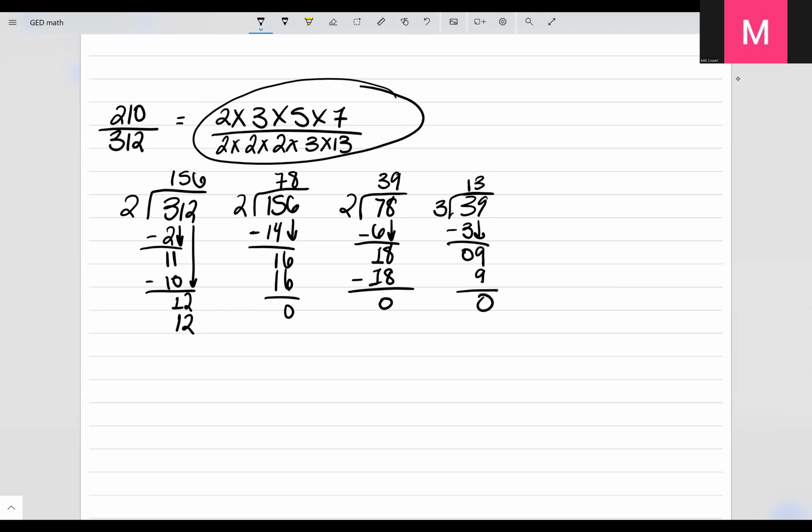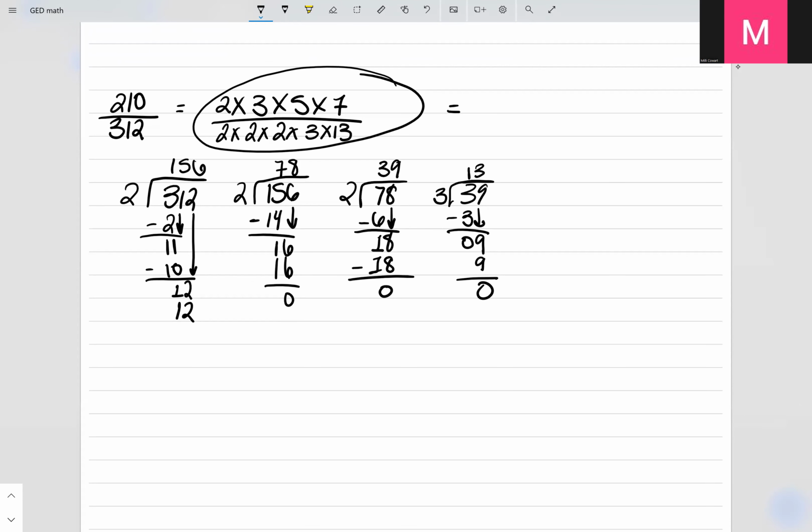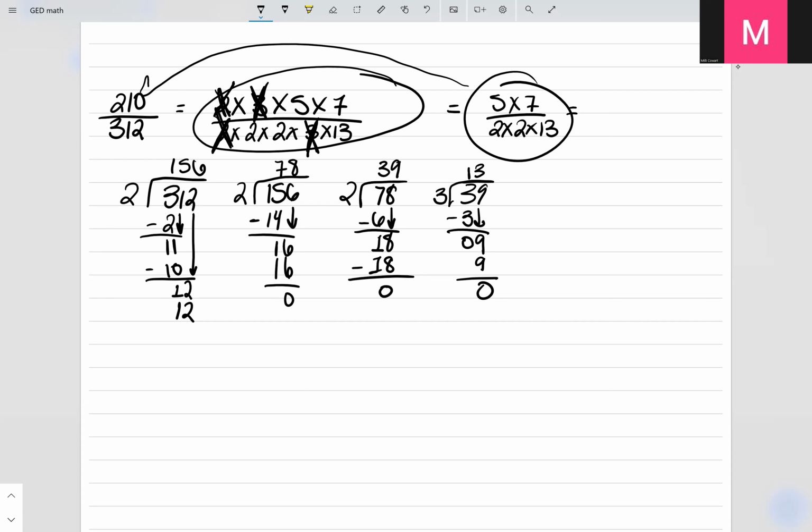And the way that this helps us reduce is that now we can mark off anything that's on the top and bottom. So 2 and 2 can be marked off. And 3 up here, 3 down here. And now nothing else matches. So on top, all we have left is 5 times 7. And on bottom, all we have is 2 times 2 times 13. So whatever this comes out to is going to be the reduced form, because no more factors can be canceled out here.